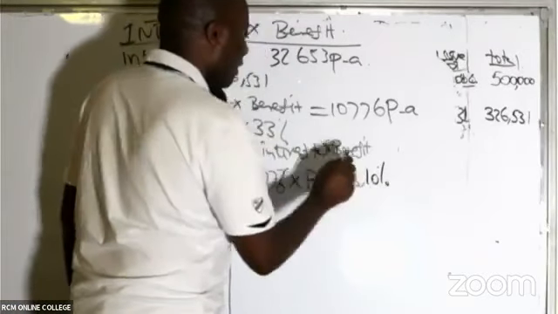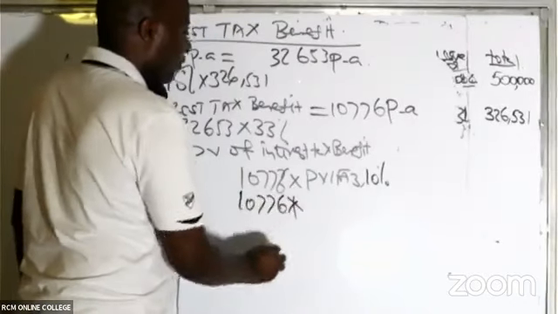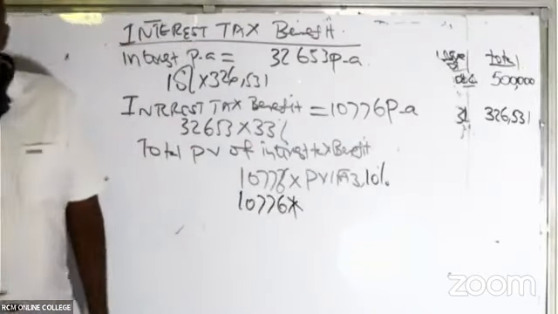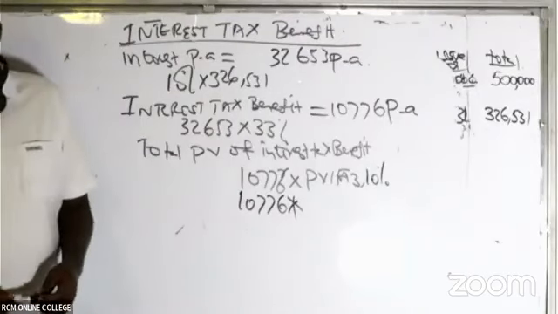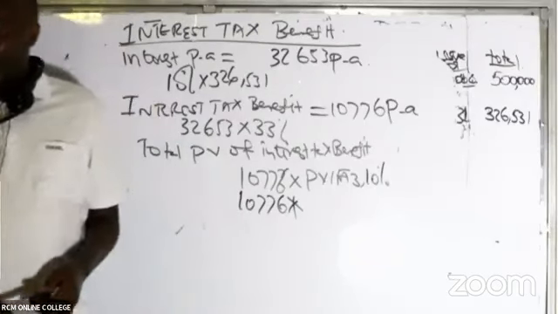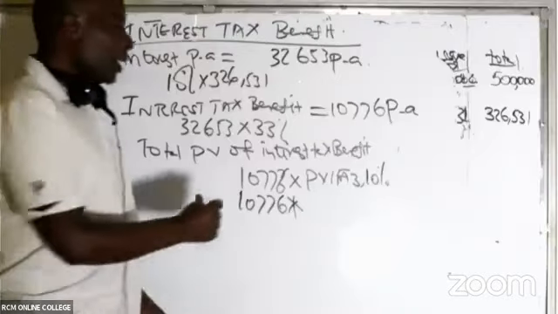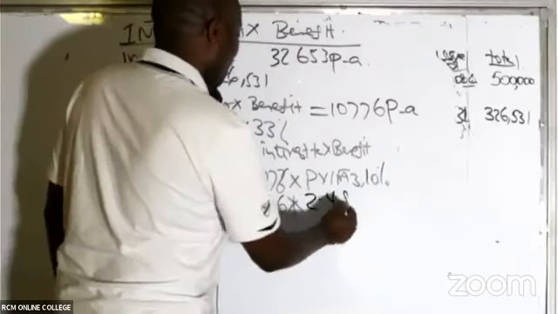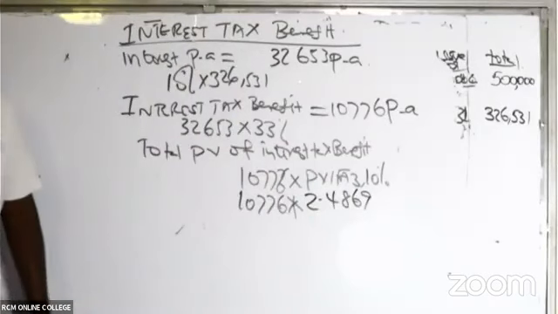PV for 3 years, 10%. What do we have there? Somebody says 2.48. You have read the PV, but we shall overcome. So it is 2.4869. We'll check again.